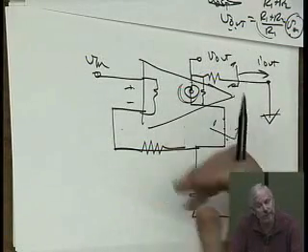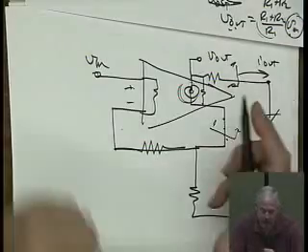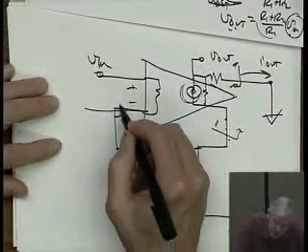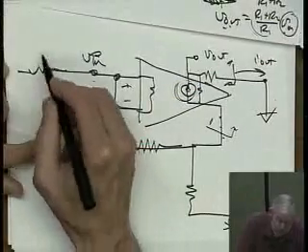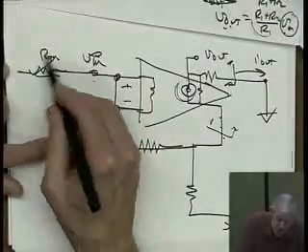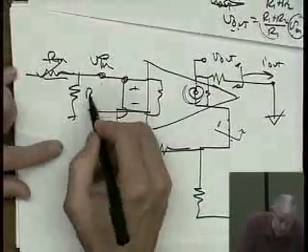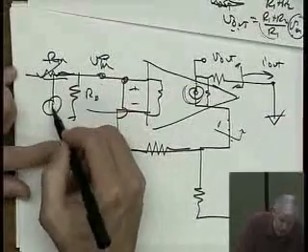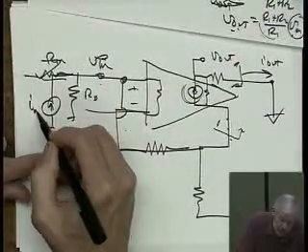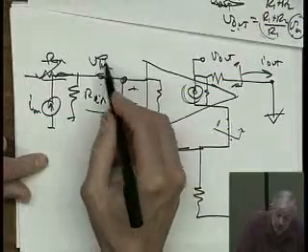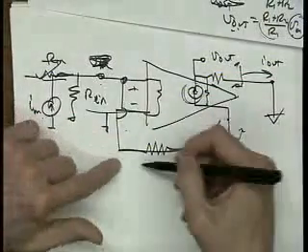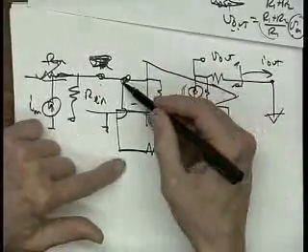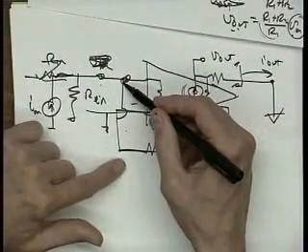Okay? And I guess what's the final one? So if we went up here and had this Rn, well, let's do it this way: Rn with an In. So this is Rn with an In. Okay, so now we're driving, and this is grounded, so now we have shunt feedback, okay.